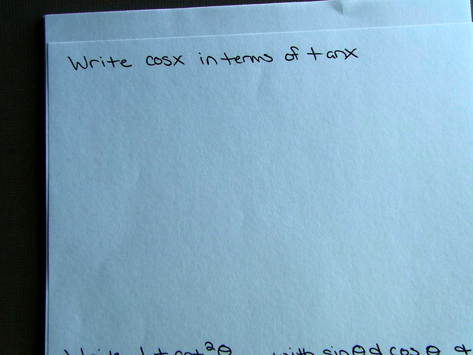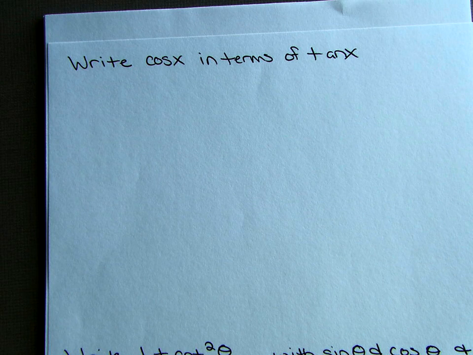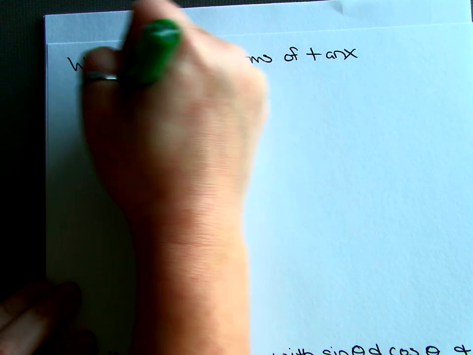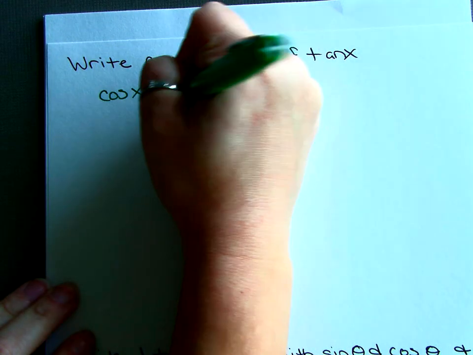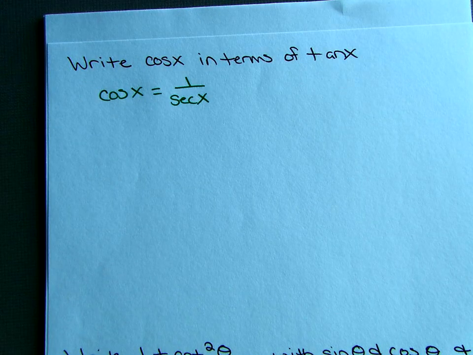Well, let's look at the front. I know cosine, just from my reciprocal identities, cosine of x is 1 over secant of x. Now you're like, well, that doesn't have anything to do with tangent. You're right. Sometimes we're going to have a middle step that we have to get to first before we can actually get to our final solution.